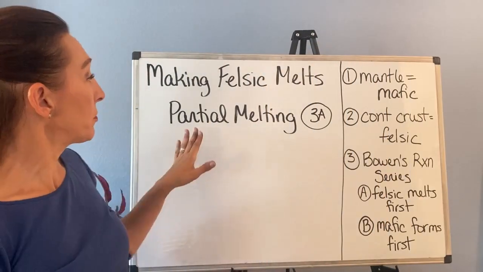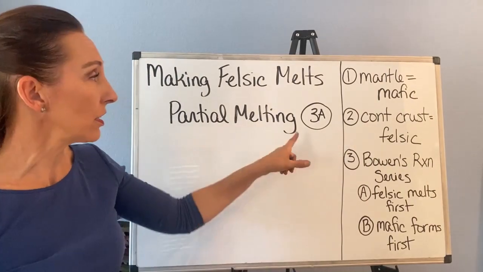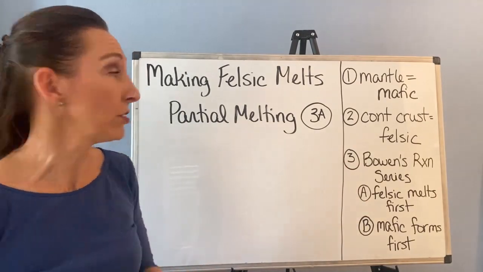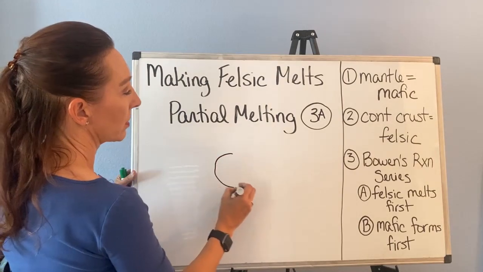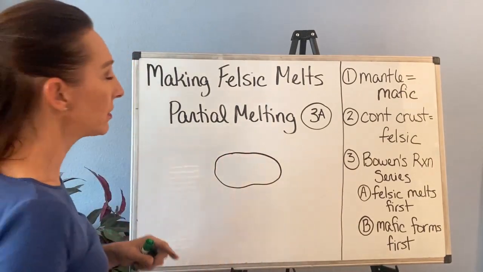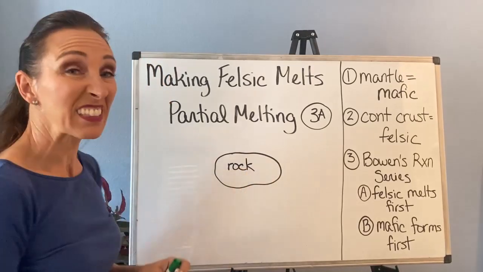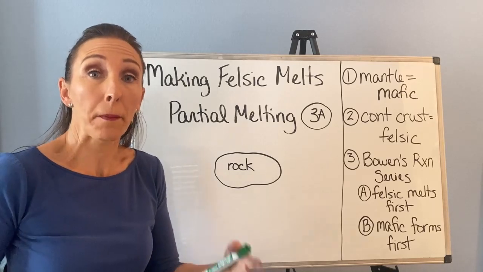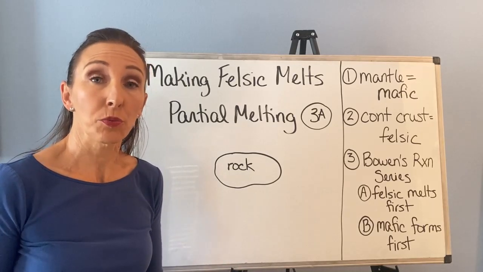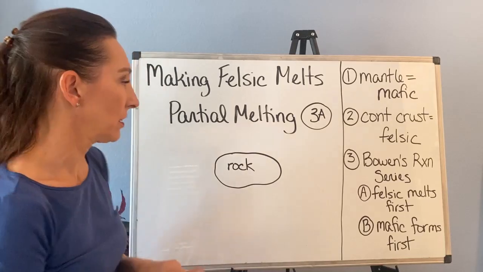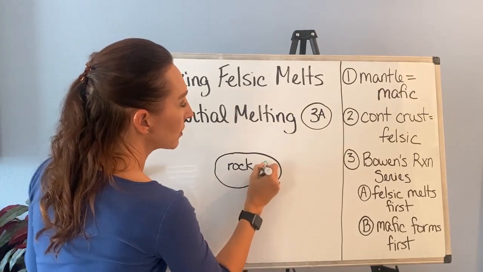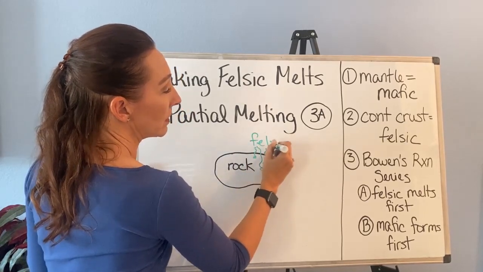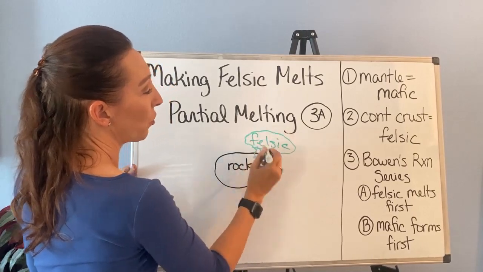Our second way is through something called partial melting. For this discussion, I'm going to call on 3A, which is that felsic materials are going to melt first. So I'm going to start with some kind of rock, a generic rock here, and we're going to start to heat it up. It's solid, but it's going to start to heat up. What will happen is anything on the bottom part of Bowen's reaction series is what's going to melt first, so it's going to be our felsic stuff. The little felsic ingredients in there are going to melt first. So this is all the felsic stuff, and potentially form a melt from that.